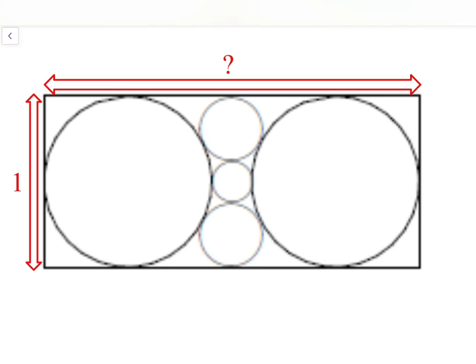The key to solve this problem is to use the property of tangents of circles. So if I label the centers of circles as well as the tangent points, I'm just referring to those between circles, but not those with the rectangle. So the centers and the tangent points should be collinear. As in, if I try to draw a line between the 2 green dots and the red dot in the middle, they should pass through the same straight line. And same for this.